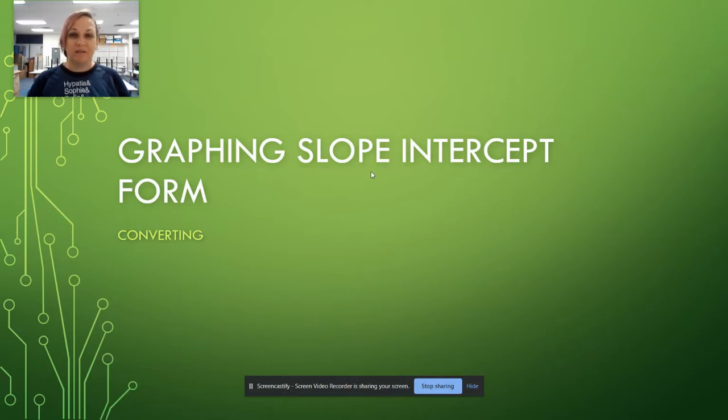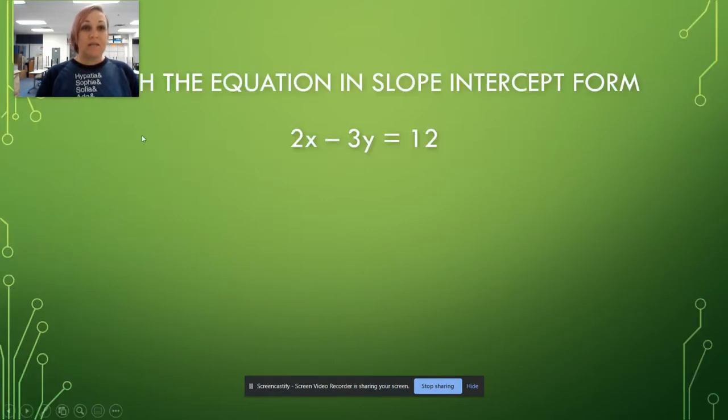To see graphing examples, watch yesterday's video, or watch the next video, which has a couple of graphing examples on it. But let's go ahead and get started with converting. On tonight's homework, it's going to ask you to graph the equation, but it wants it to be in slope-intercept form. So I'm going to show you 3 examples of how to change something from a different equation into slope-intercept. For our first example, we will be changing something from standard form into slope-intercept form.